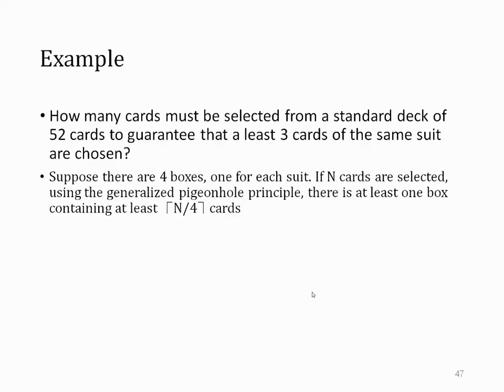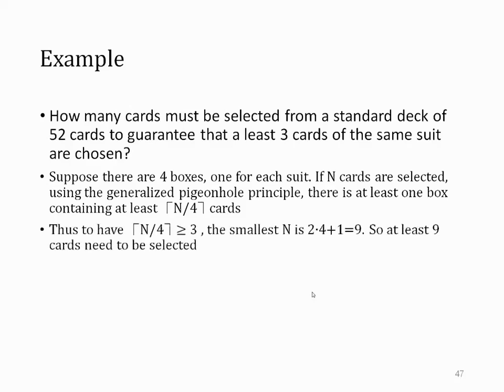Suppose there are 4 boxes, one for each suit. If n cards are selected, using the generalized pigeonhole principle, there is at least one box containing n/4 cards. Thus, to have n/4 greater than or equal to 3, we get 2 into 4 plus 1 is equal to 9. So at least 9 cards need to be selected to have at least 3 cards of the same suit.